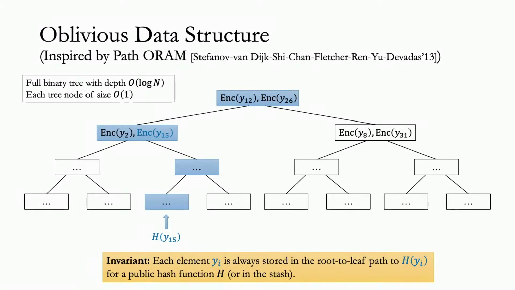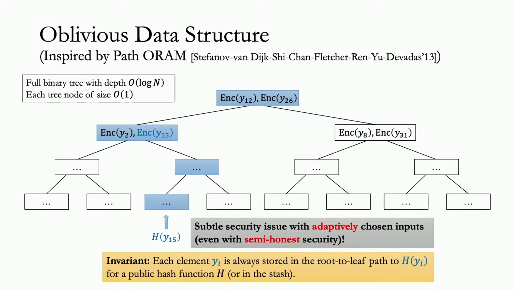One last thing that I wanted to briefly mention is that this oblivious data structure that I talked about earlier actually has a very subtle security issue with adaptively chosen inputs, which I only realized recently when working with Mike. So the issue is that for the adversary, after seeing the transcript, after seeing the current view, if they can adaptively choose the input for the next round, adaptively choose the updates for the next round, then there's a security issue, even with semi-honest security.